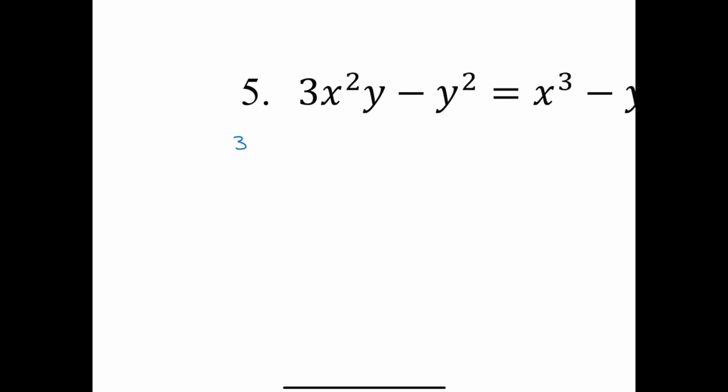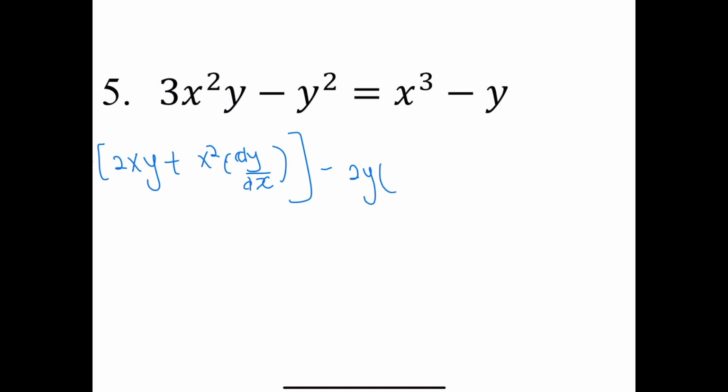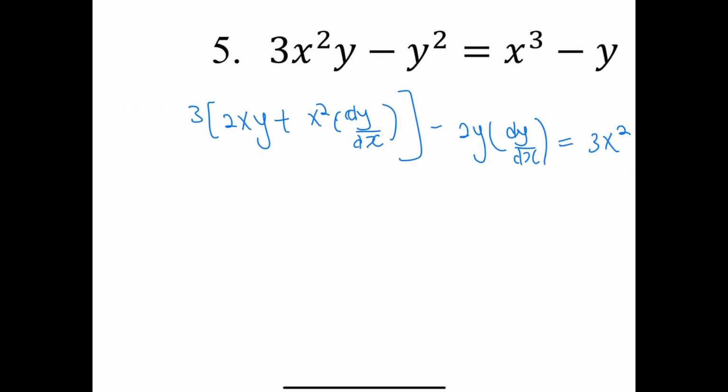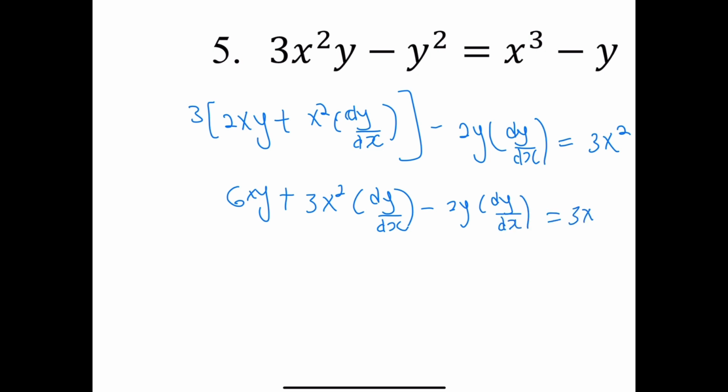And then for number 5, we have to use a little bit of product rule. So 2xy plus x squared dy/dx, and then minus 2y dy/dx equals 3x squared minus dy/dx. Okay, let's just try to expand this out. So 6xy plus 3x squared dy/dx minus 2y dy/dx equals 3x squared minus dy/dx. So a lot of dy/dx's. So let's just put everything to one side.